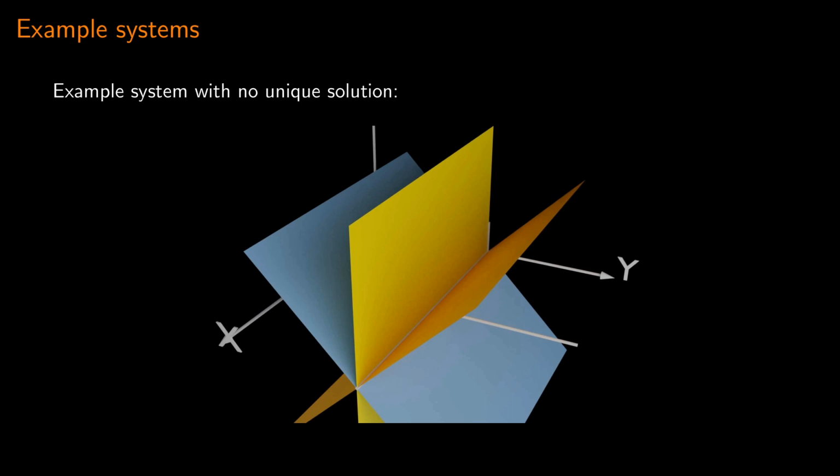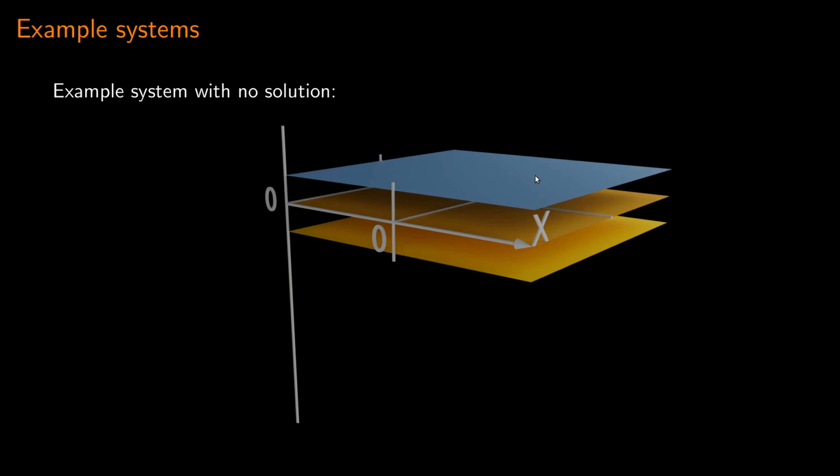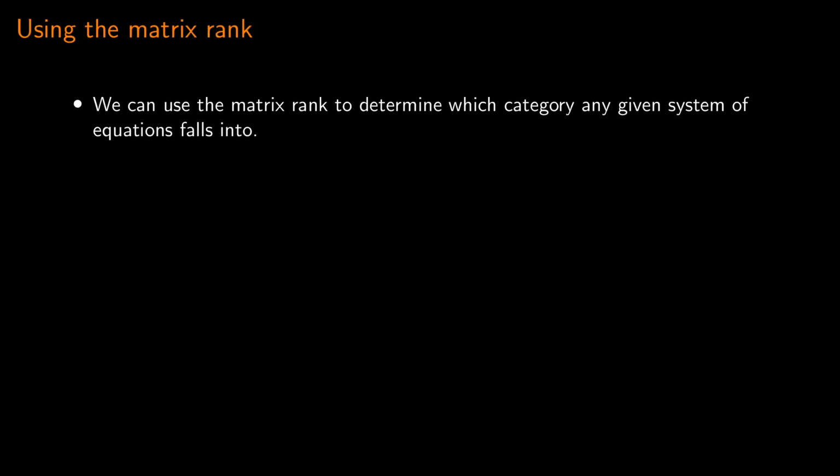An example of a system which has no unique solution, so it has an infinite number of solutions, would be something like this, where all of the planes intersect along a single line. And a really obvious example of a system that would have no solution at all would be something like this, where we have three parallel planes. So obviously these never intersect at all, so very clearly that system would have no solutions. We can use the matrix rank to determine which category any given system of equations falls into.